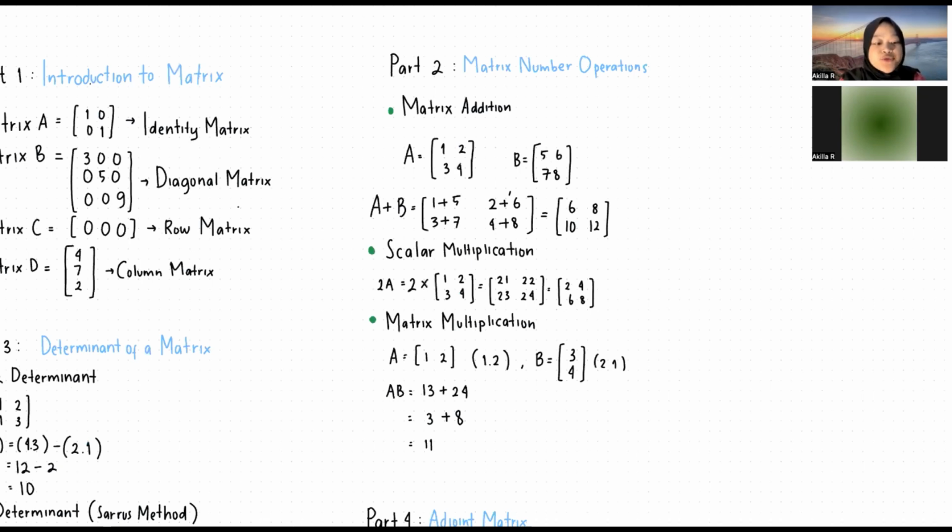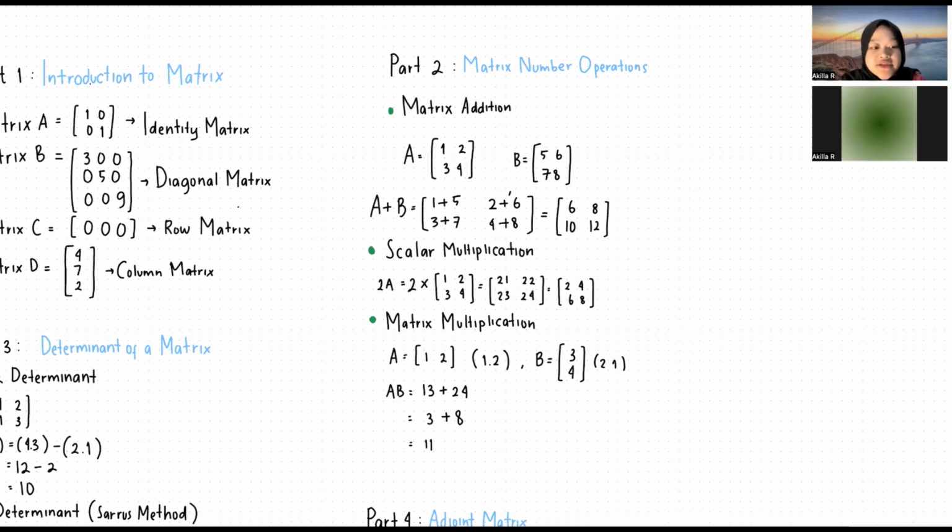Now let's move on to matrix operations. We'll start with addition, scalar multiplication, and matrix multiplication. Each operation has its own rules. First is matrix addition. We can only add matrices that have the same dimension. Here, both A and B are 2 by 2. So we add element by element: 1 plus 5, 2 plus 6, 3 plus 7, and 4 plus 8. That gives us the resulting matrix 6, 8, 10, and 12.